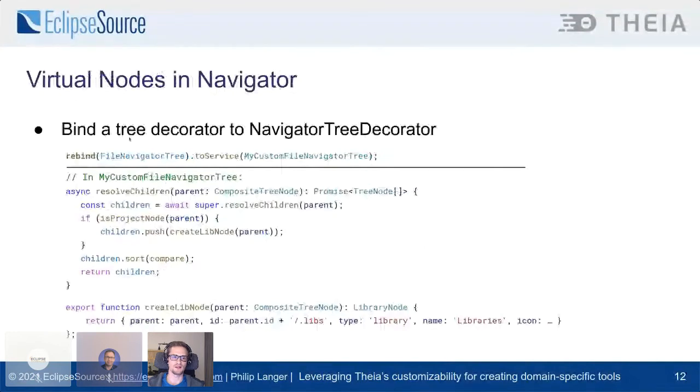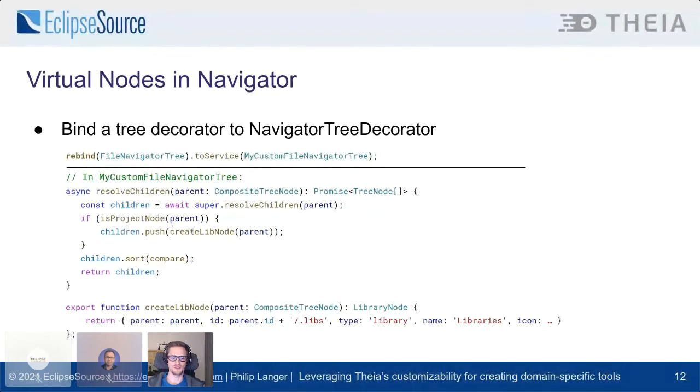For adding virtual nodes, it's a little bit more involved. So just note here that we use Rebind. That's also what Thomas already talked about before. We take an existing implementation, in this case, the tree provider for the navigator, and we rebind it to our own implementation, which can, for instance, subclass the file navigator tree, and just as in this example here, extend it by adding additional nodes to the children if it is a project node.